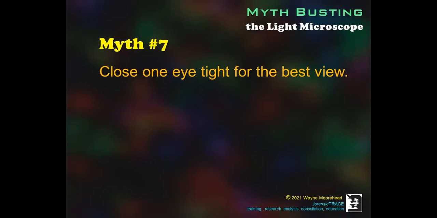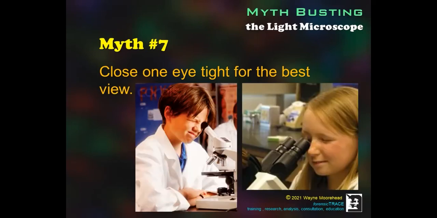Myth number 7, close one eye tight for the best view. Not every microscope has the ability for binocular viewing. Some allow only one eye to be used. These are called monocular microscopes. If you're using one, learn to keep both eyes open. Your eyes will not tire, and you'll learn to see with a single eye for viewing your particles. Also, when using a monocular microscope, switching between eyes once in a while will also help to reduce fatigue.